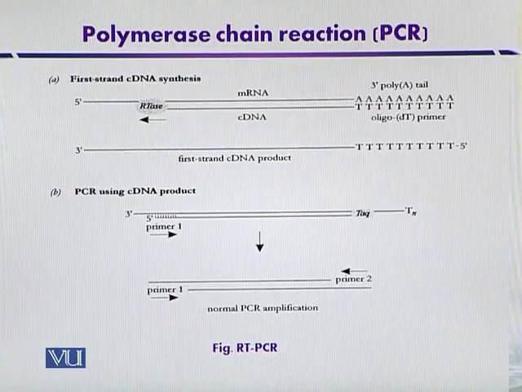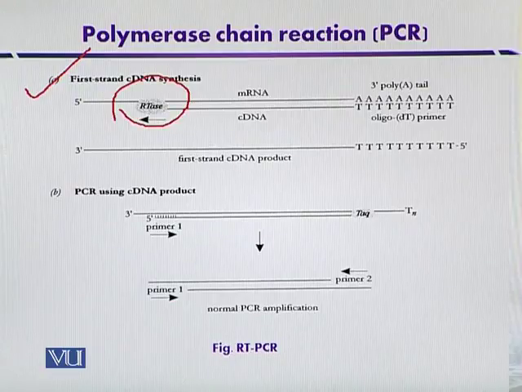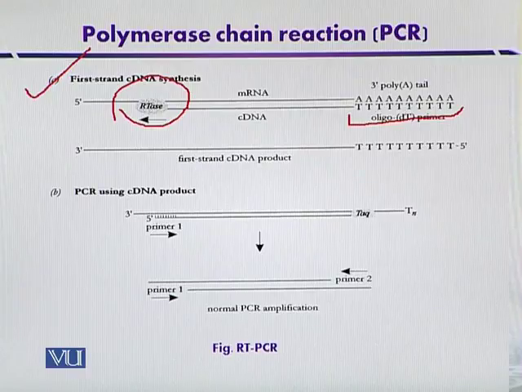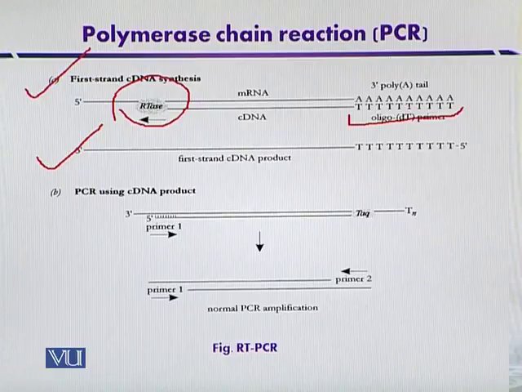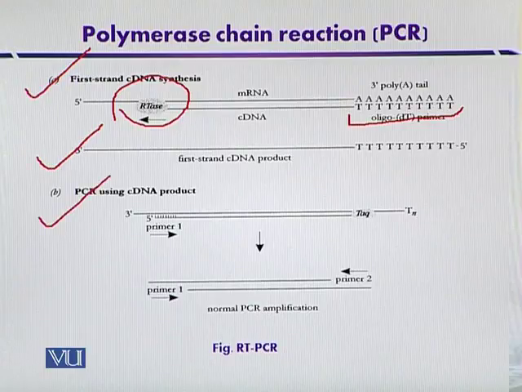So the first step is the first strand cDNA biosynthesis, and the reverse transcriptase enzyme is involved here, and this is the thymine primer that is complementary to the adenine residues. So ultimately it will lead to the synthesis of the first strand of cDNA. Then in the second reaction, we can start the synthesis of the double-stranded DNA. So using the cDNA product, we can synthesize the double strand of the DNA molecule.